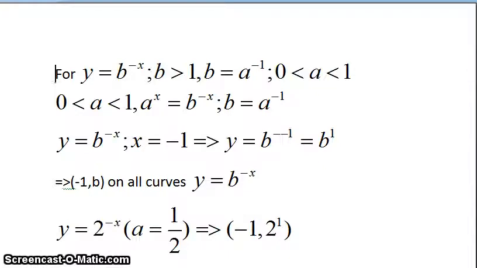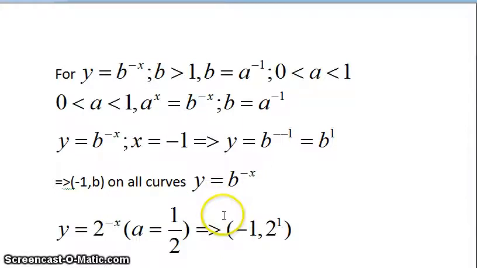Now let's consider the case where a is between 0 and 1. Supposing a is a half. A half to the power of x is the same as 2 to the power of minus x. So we consider functions of the form b to the power of minus x. And minus 1, b is on all curves.